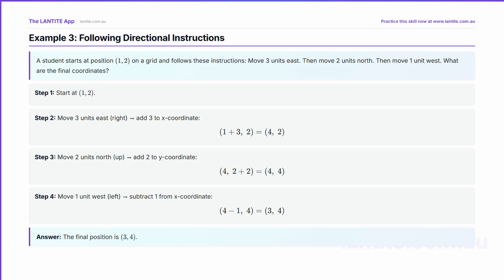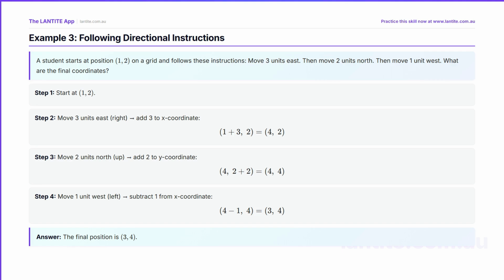Now, let's follow directional instructions on a grid. A student starts at position 1, 2, and follows 3 instructions. First, move 3 units east. East means right, so we add 3 to the x-coordinate, going from 1 to 4. The position is now 4, 2.